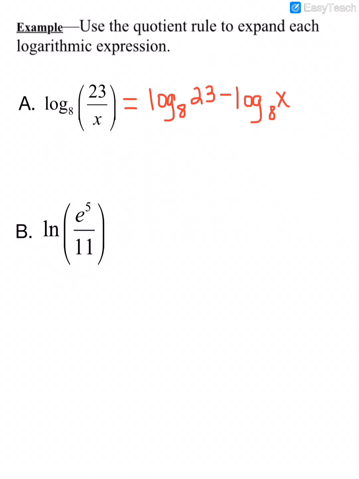In B, this is the natural log, and it's the same properties because it's a logarithm. Just remember that the natural log is log base e. All right, so if I separate this, this is going to be the natural log of e to the fifth power minus natural log of 11. Okay, so if we look at this to see if we can simplify, remember that natural log has a base of e, so this part would cancel out, and I'm just left with a 5. So my answer would be 5 minus natural log 11.